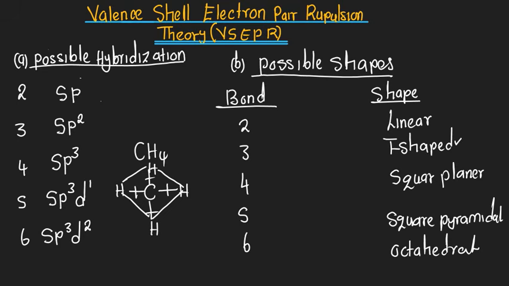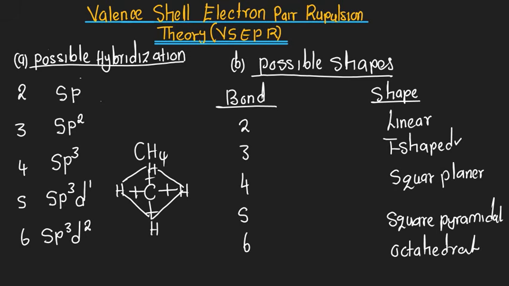So from 2 to 4, you don't have to master them. All you have to know is 5 and 6. If you have 6 bonds, octahedral. If you have 5 bonds, square pyramidal. That's all. Then also know the possible hybridization. If you have 2 bonds, you expect it to be sp. 3 bonds, sp2. 4 bonds, sp3. 5 bonds, just like that. So make sure you understand.